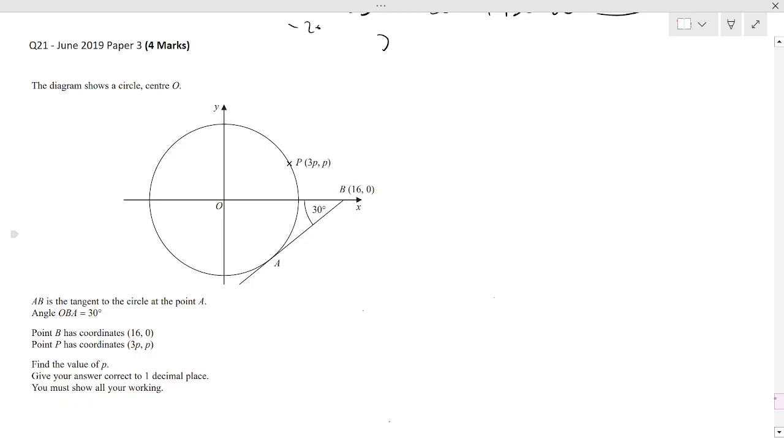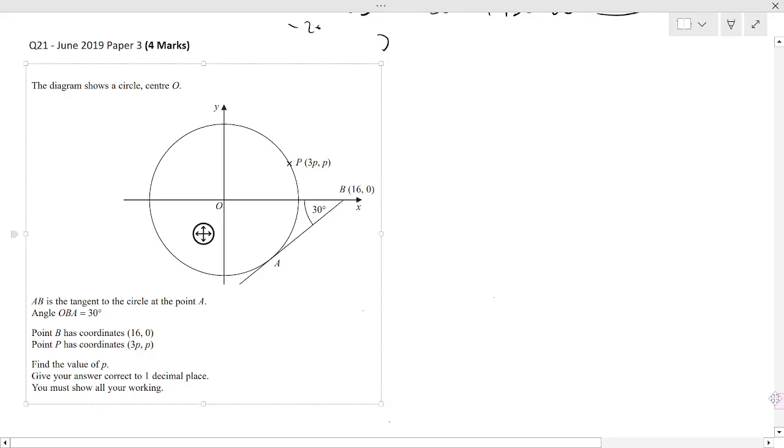So we're given this circle with centre O, and AB here, this line is a tangent to the circle at A. OBA is 30, they're given that here. Point B is 16, 0, which is here, and P is 3P. We need to find P, for 4 marks. Okay. Well, immediately what you should recognise with these sort of questions is you're going to have to consider the radius, right?